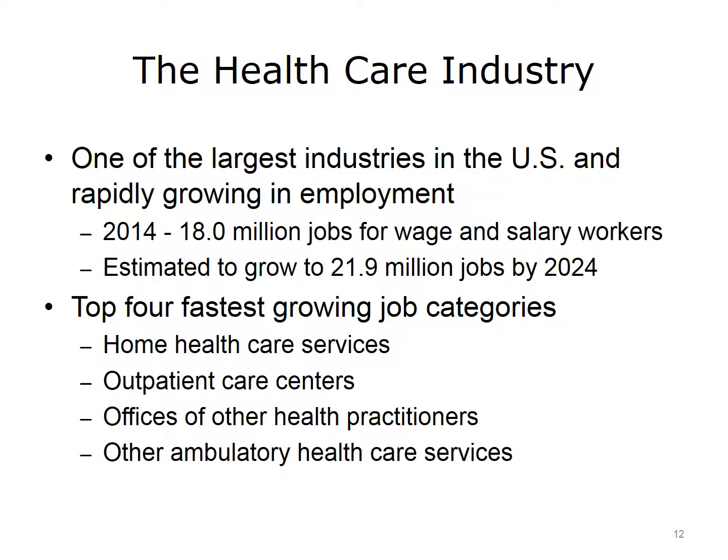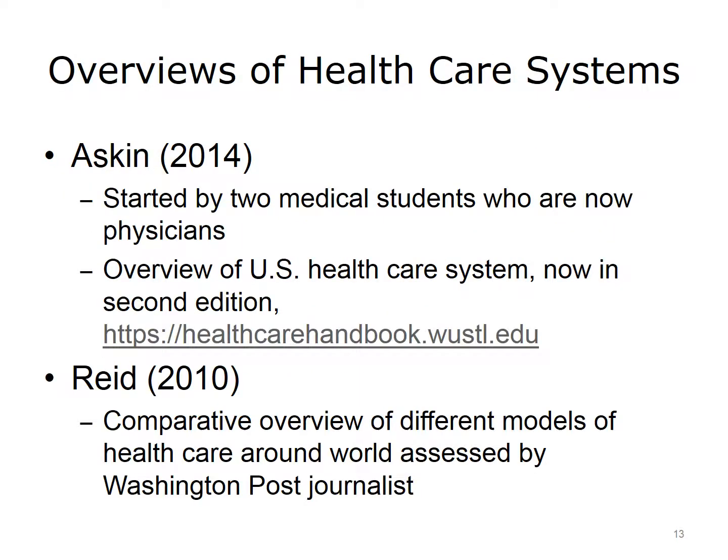The healthcare industry is one of the largest industries in the U.S. In 2014, 18 million jobs for wage and salary workers came from this industry. This is estimated to grow to 21.9 million jobs by 2024. The top 4 fastest-growing job categories include home health care services, outpatient care centers, offices of other health practitioners, and other ambulatory healthcare services. Let's take a look at healthcare systems.